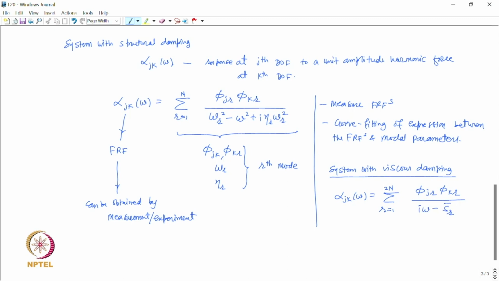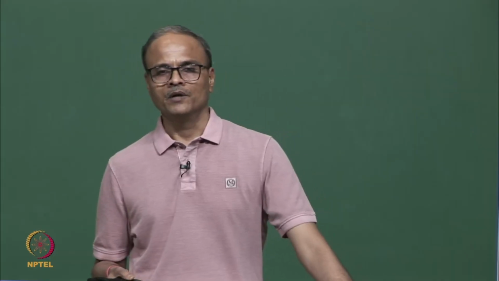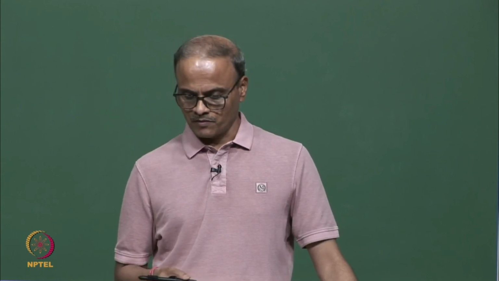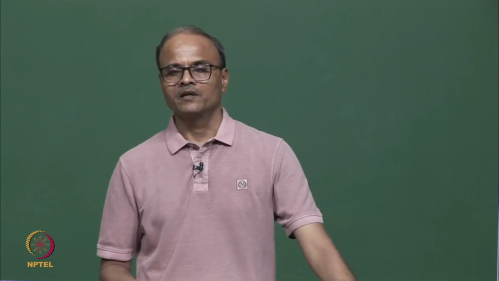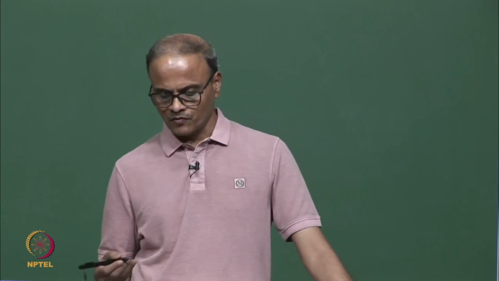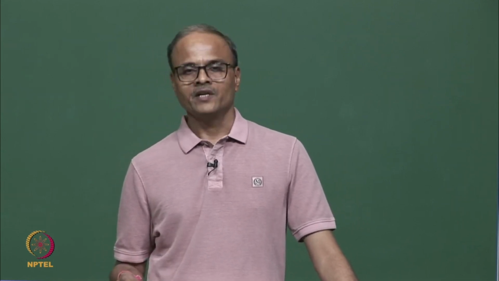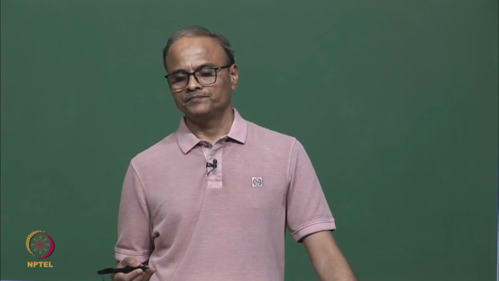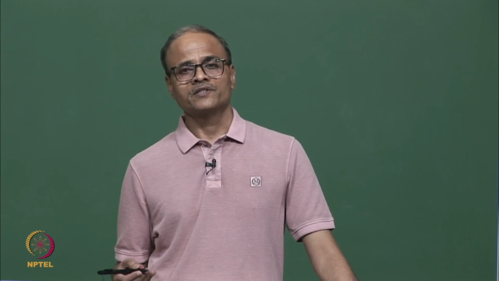So here also we see that on the right hand side we have the modal parameters of the system appearing, where s r bar is the complex eigenvalue containing information about the natural frequency and the damping factor of the rth mode, and then we have phi jr phi kr being the jth and kth elements of the rth mode shape. So here also we have the relationship between the frequency response function and the modal parameters, which can then be fitted to obtain the modal parameters of a viscously damped system.